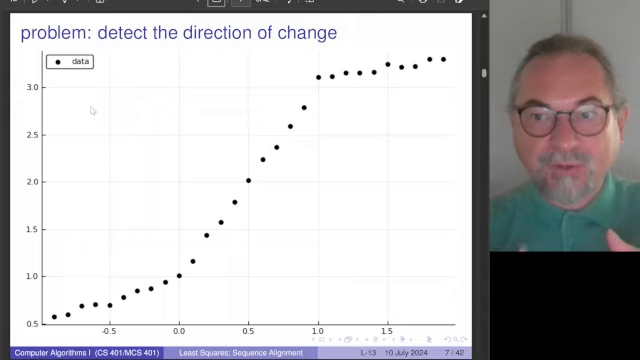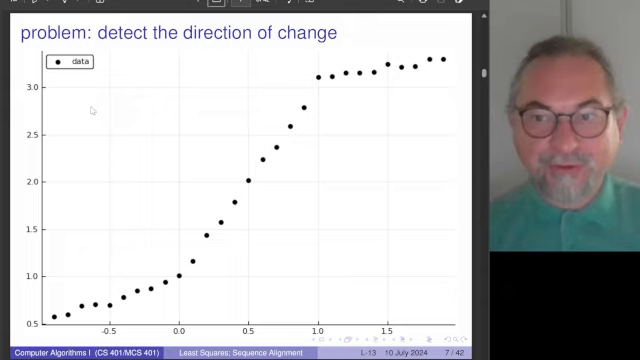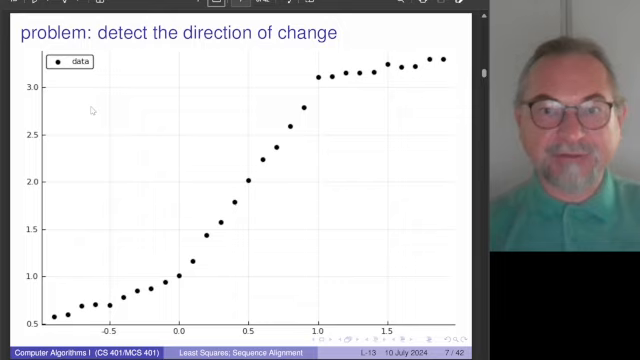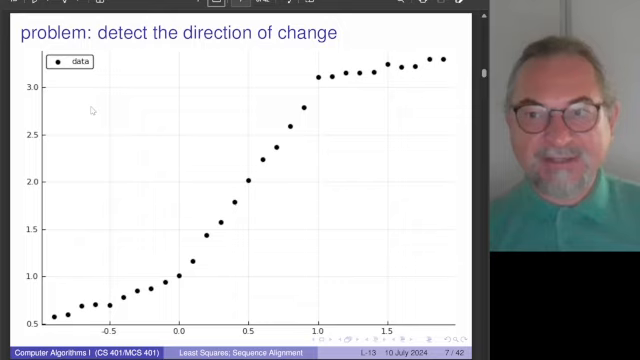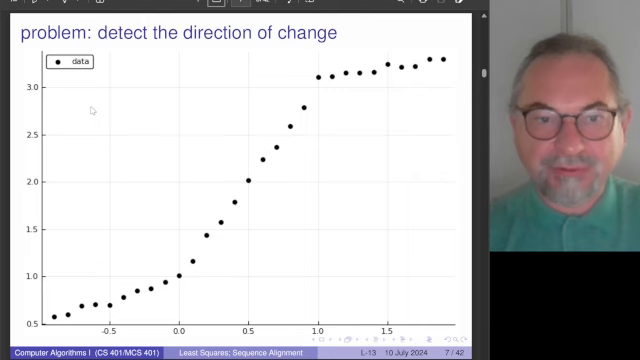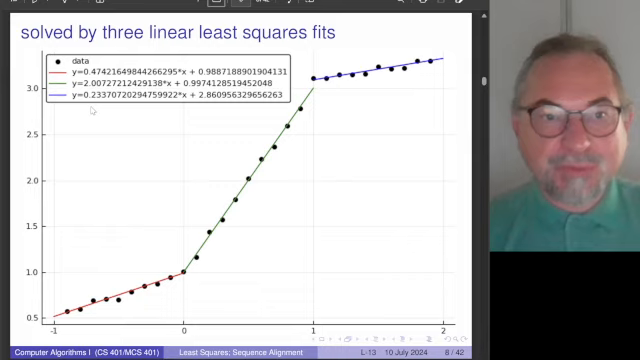And of course, what we actually can't do is compute all possible lines through all possible selections of points. We have to be systematic in this, because all possible choices of points leads to an exponential cost. Okay, so here is the solution to this problem.